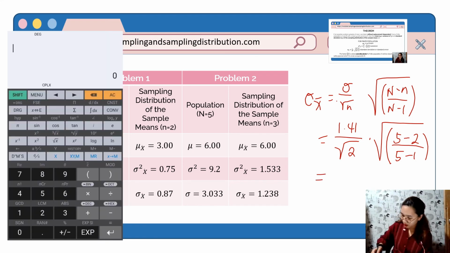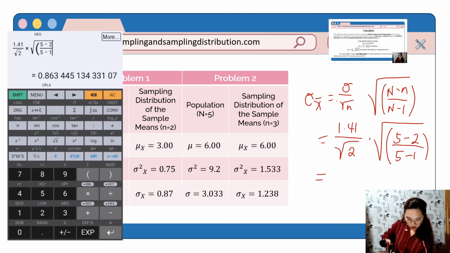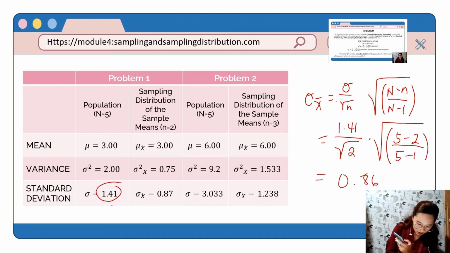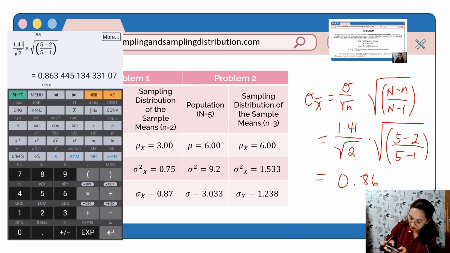Okay, compute natin. 1.41 divided by square root of 2 yan, times the square root of, try natin ito, 5 minus 2 over 5 minus 1. Yan, 0.86345. Ayan. Hindi lang siya eksakto kasi nga hindi rin eksakto yung value natin ng 1.41 dyan. Pero, yan. 0.86. Near na rin siya kasi nga naman hindi pala to eksakto. Pero kung i-eksakto kasi natin yan, ang ilalagay natin dito is square root of 2.